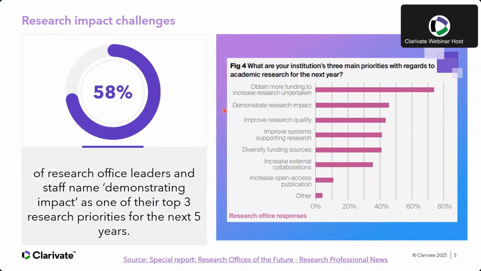But the second one is quite interesting: to demonstrate research impact. It does make sense when you think from the university perspective, but also from the ministry. I mean, you use resources. How do you measure what you do, right? And that's an important element. And the third priority for the next 5 years is improving research quality.